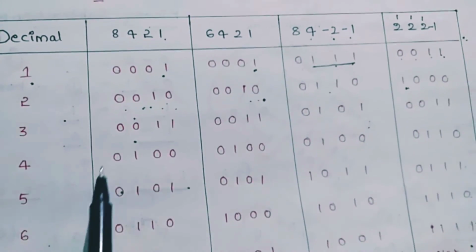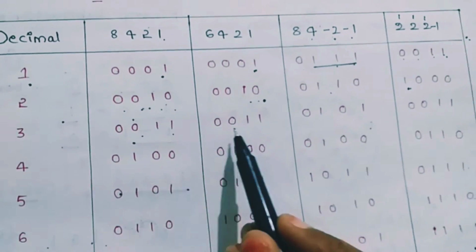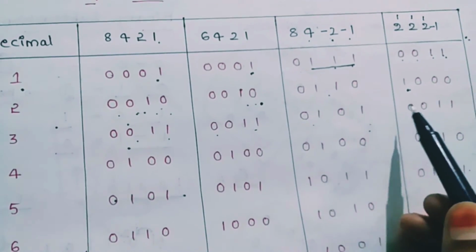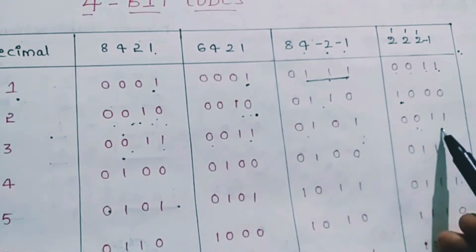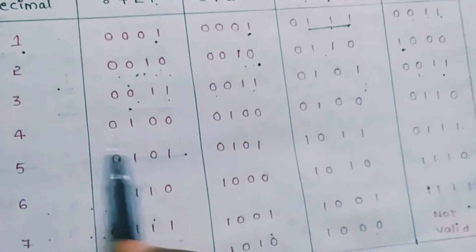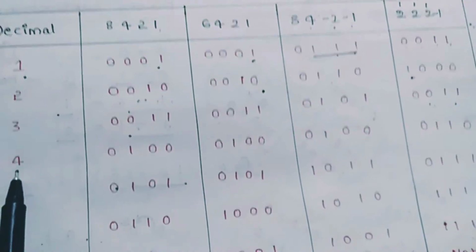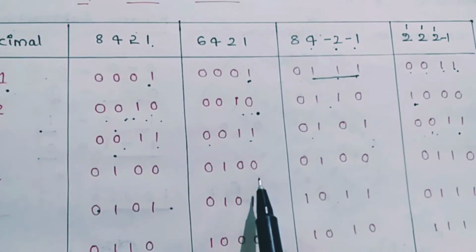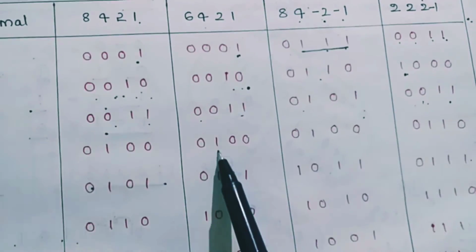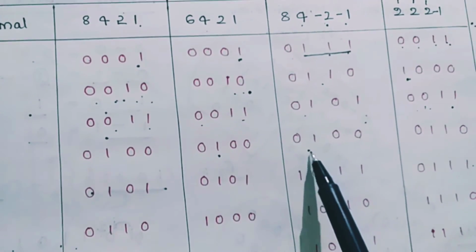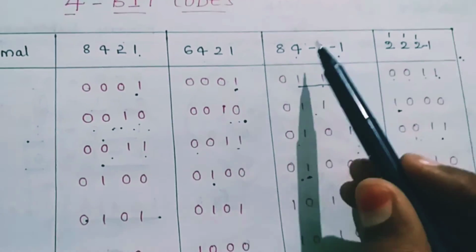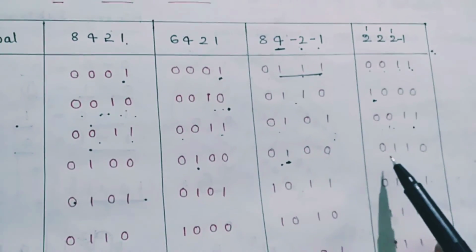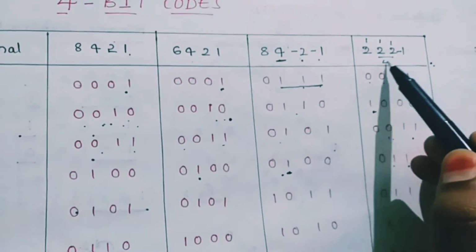And in decimal 3: 0, 0, 1, 1 in 8421, 6421, 0, 0, 1, 1, and 0, 1, 0, 1 in 84 minus 2 minus 1, 0, 0, 1, 1 in 2221. In the same way, decimal 4: 0, 1, 0, 0 in 8421, 0, 1, 0, 0 in 6421. Here we have 4, so we keep 1 here. And 84 minus 2 minus 1, here we have 1 value, so here we have 4 in decimal 4. In 2221, here 2, 2, we get 4 value.